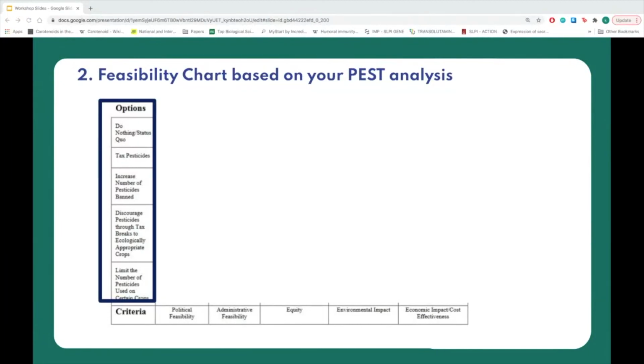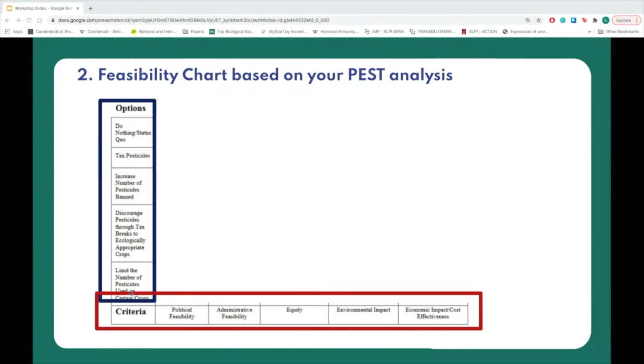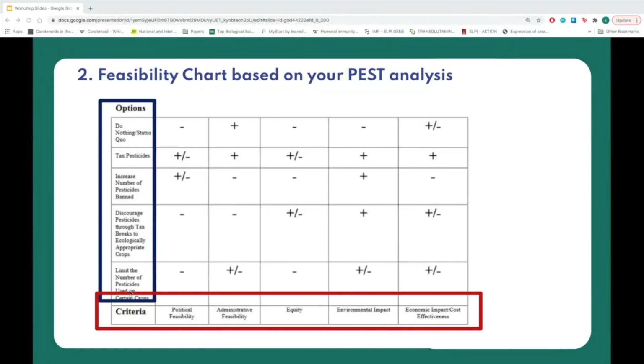So here are the 5 hypothetical recommendations to this problem, where the first one involves not doing anything, that is just continuing following the status quo, or taxing pesticides, increasing the number of pesticides that are banned, or discouraging pesticides through tax breaks to ecologically appropriate crops, or limiting the number of pesticides used for certain crops. Then on the x-axis, you mention all the different feasibility criteria that can have an impact on each of these different policy recommendations. Okay, so then you map out the feasibility of each of these recommendations based on these criteria on this chart.